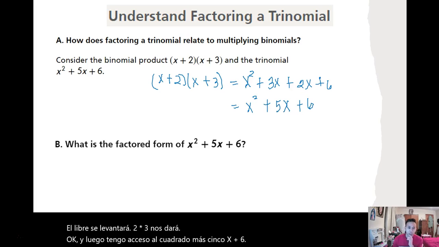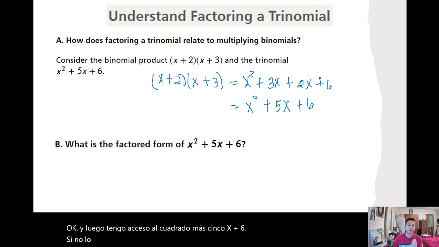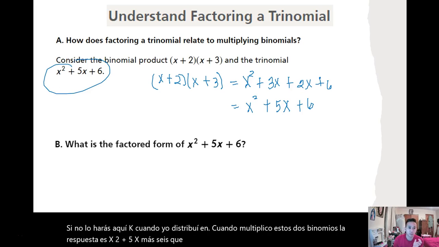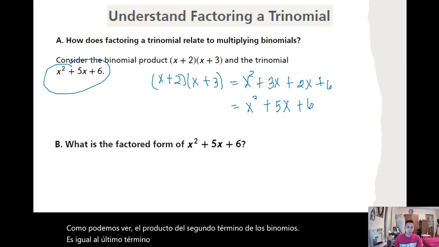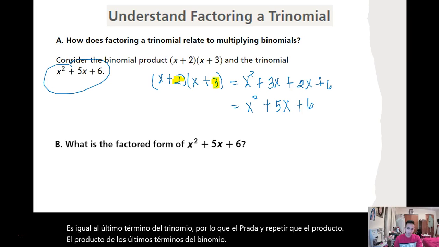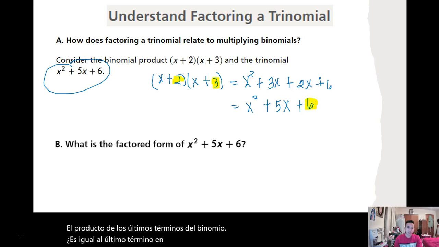If you will notice here, when I multiply these two binomials, the answer is x squared plus 5x plus 6, which is the given trinomial. As we can see, the product of the last terms of the binomials is equal to the last term of the trinomial, which is the 6.